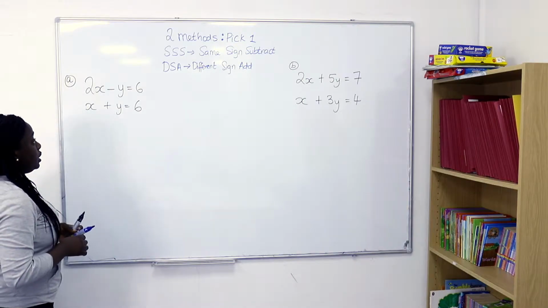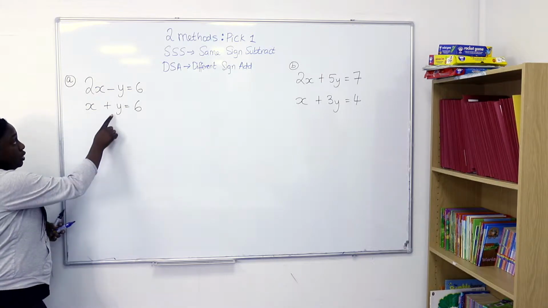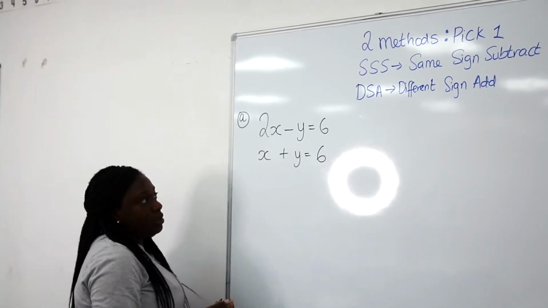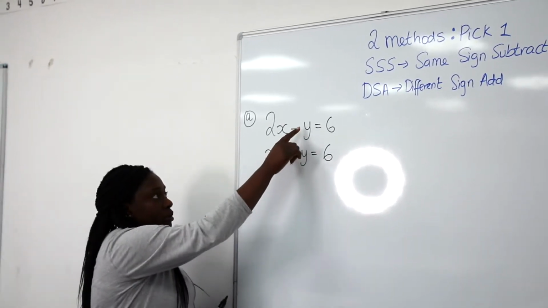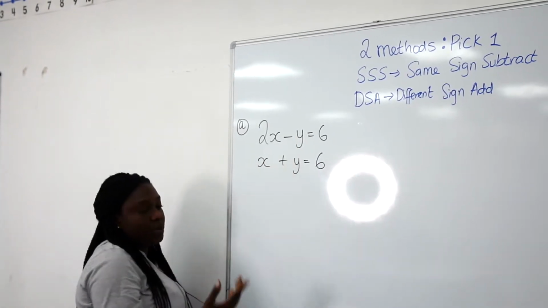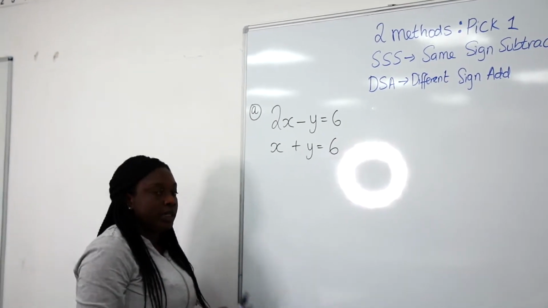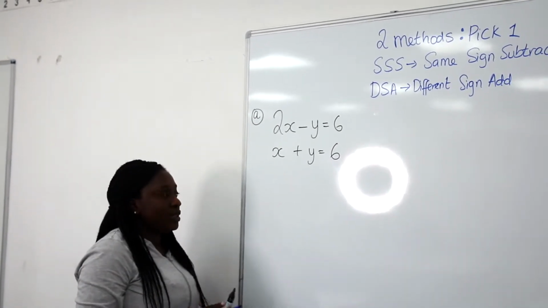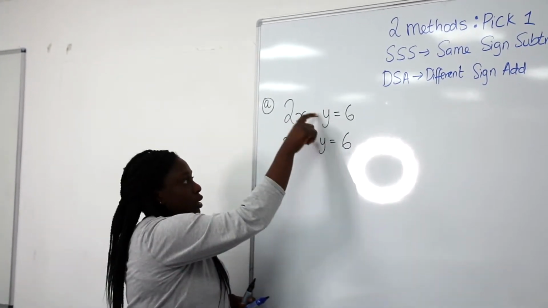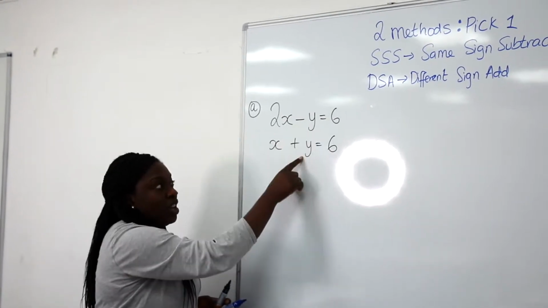We're going to be using two methods. But before we use the methods, you've got to ask yourself, are the middle numbers the same? Basically, what do I mean by the same? If this is a y, the bottom one should also be a y. If this is a 2y, the bottom one should also be a 2y. Don't worry too much about the signs, but then the signs become important as well. But basically, look at the middle numbers. Are they the same numbers, same terms?